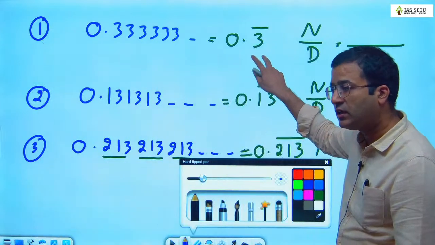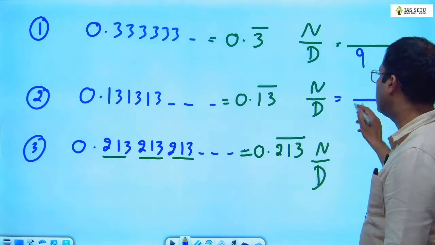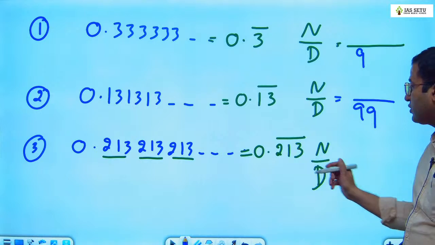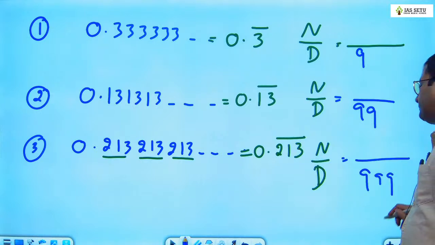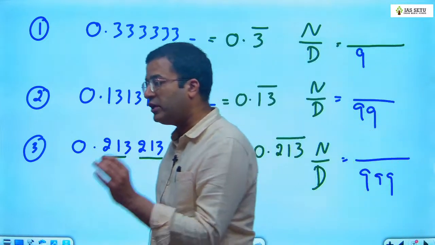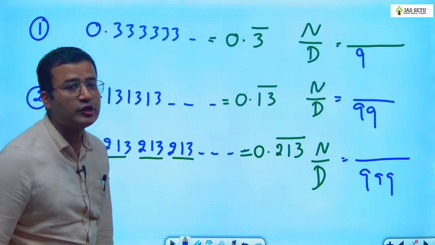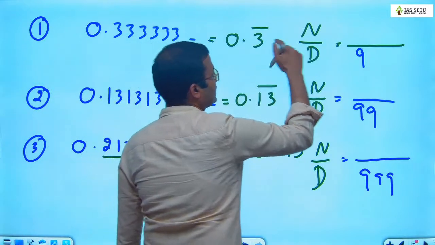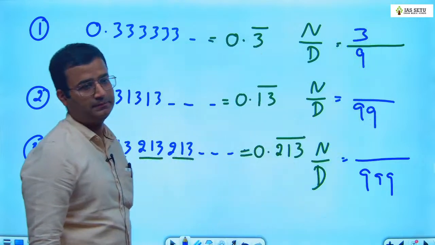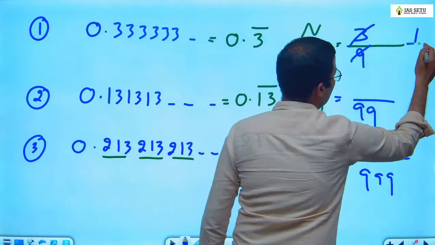There is 1 digit under the bar, 1 nine. Here we have 2 digits under the bar, double 9. Here we have 3 digits under the bar, triple 9. If you have 4 digits under the bar, four 9s. Our simple rule is, in our denominator we have as many 9s as many digits under the bar. Since these are very easy questions, the numerator is the number as it is. ये 3 है, so it is 3 by 9. You have to simplify. So here our answer is 1 by 3.